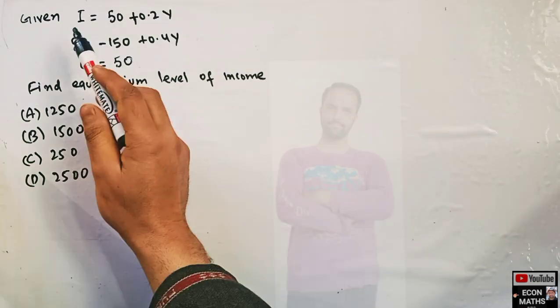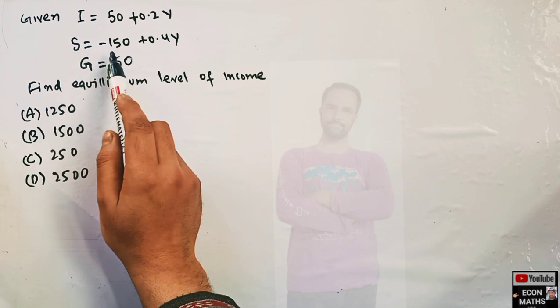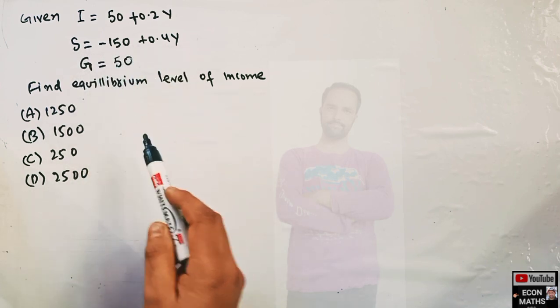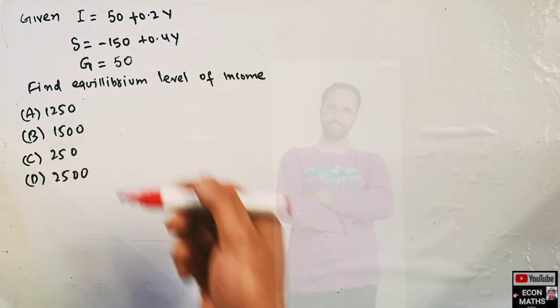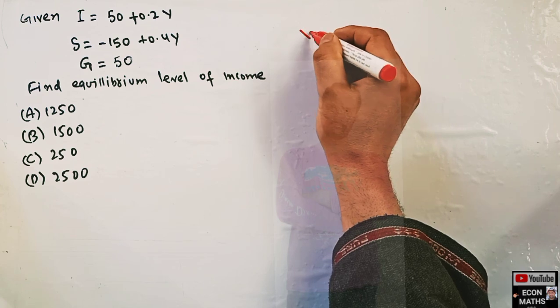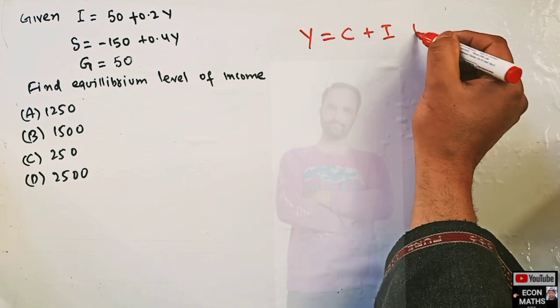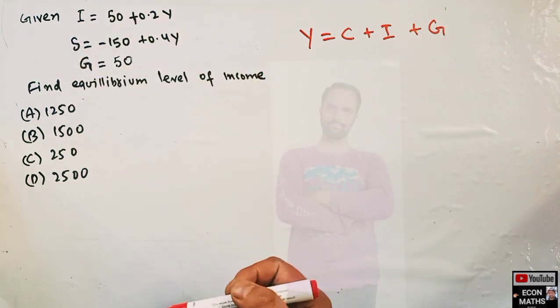Next question: given investment I = 50 + 0.2y, savings S = -150 + 0.4y, and government expenditure is 50, find the equilibrium level of income. So how do we find the equilibrium level of income? We have y equal to consumption expenditure plus investment expenditure plus government expenditure. Since no consumption expenditure is given here, we can calculate the consumption function.